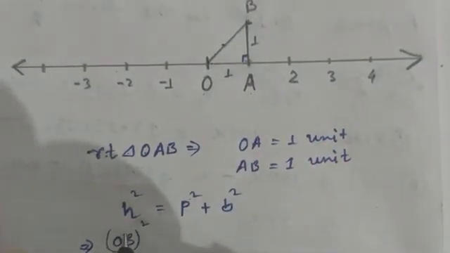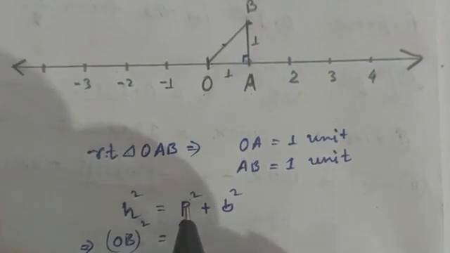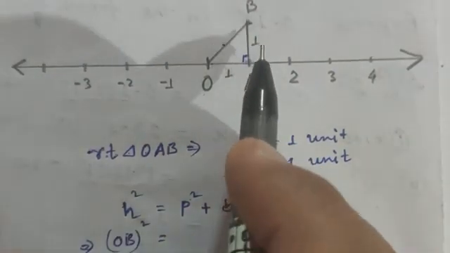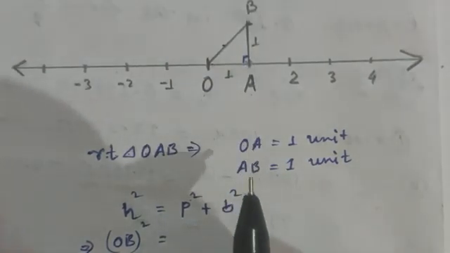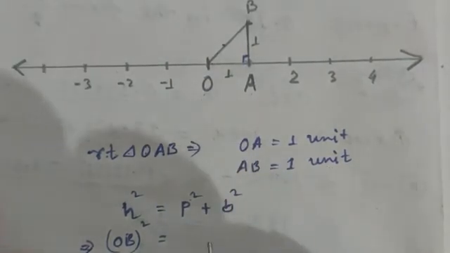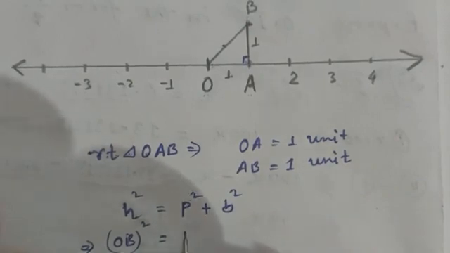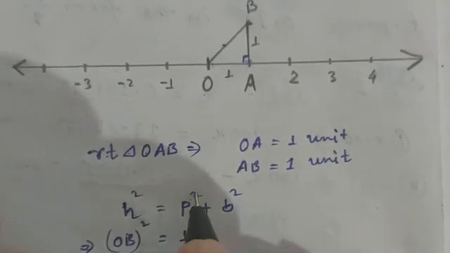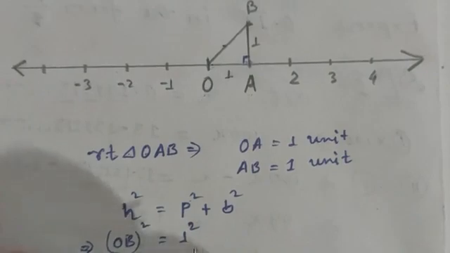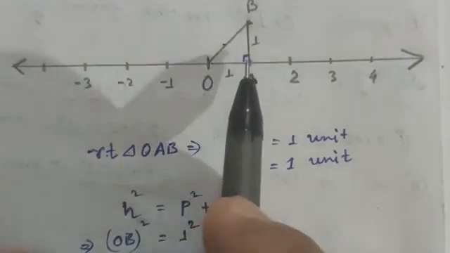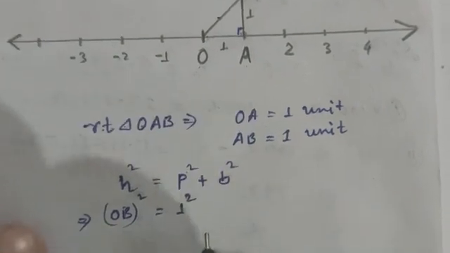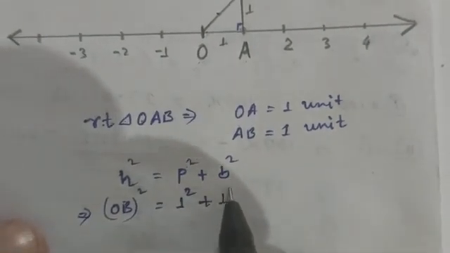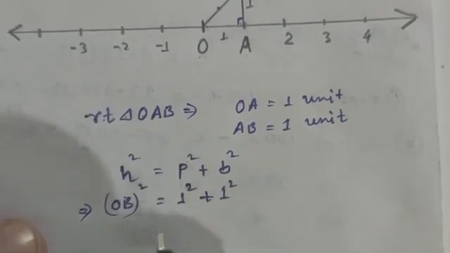OB square is equal to, what is the perpendicular? What is the measure of the perpendicular? That is 1. We have the value, perpendicular AB is equal to 1 unit. So perpendicular AB is 1 unit. As square is there, we write square here. Then base OA, what is the length of base OA? The length of base OA is also 1 unit. So we write here 1, as square is there, so we put square.